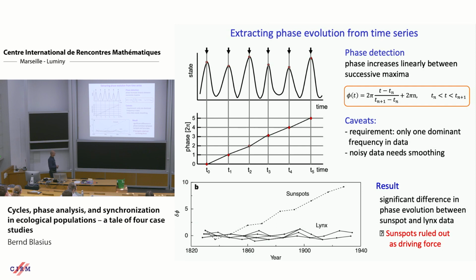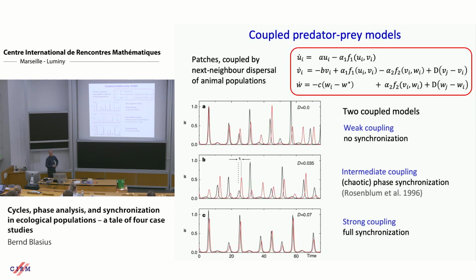And so what else, if it's not an external force, or at least not the sun cycle driving them, what could be the case? I mean, it could be local coupling. Yeah? And so we did patch models where, in this case, we have only 2 populations. Later, we were interested to couple many more, but I show you only when you couple 2 populations. You couple them by dispersal of the animals, of course.